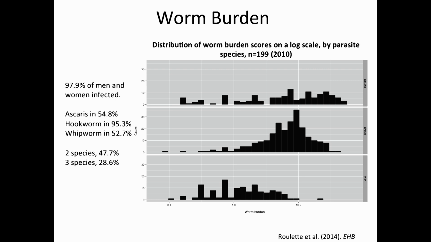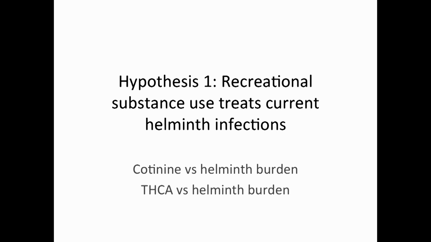This is the worm burden, just to show you that indeed they are heavily infected with parasites. 98% of men and women were infected, and almost half of them were infected with 2 species, and over a quarter of them were infected with all 3 species of worm. So we actually ran, I'm going to show you 4 hypotheses comparing cotinine or THC concentrations to worm burden scores.